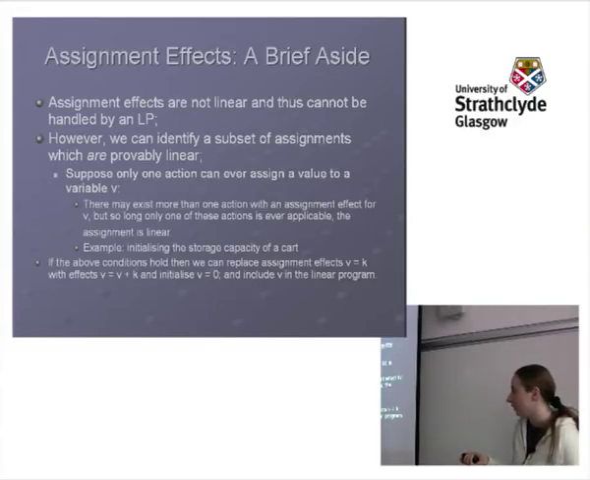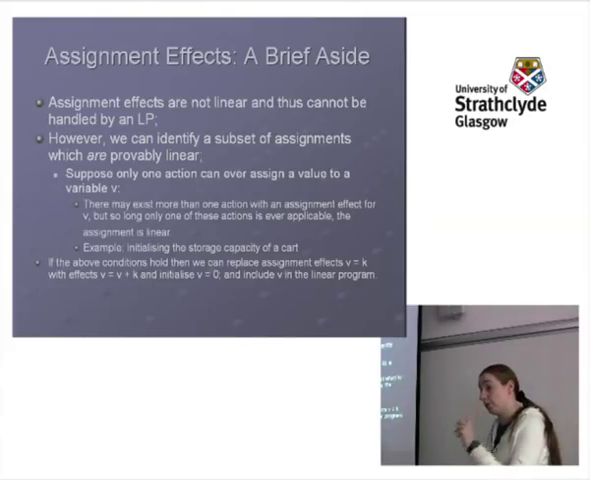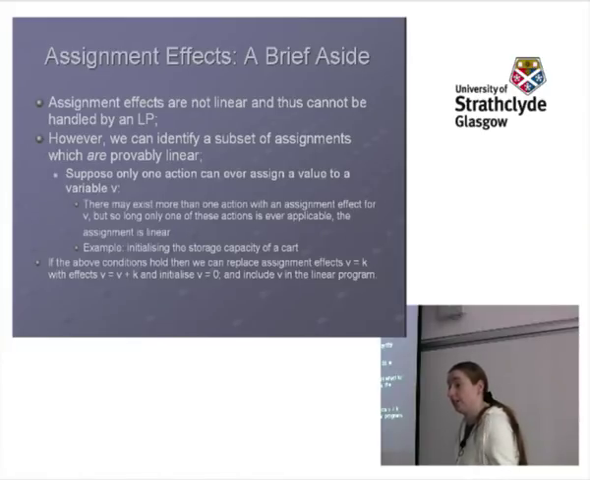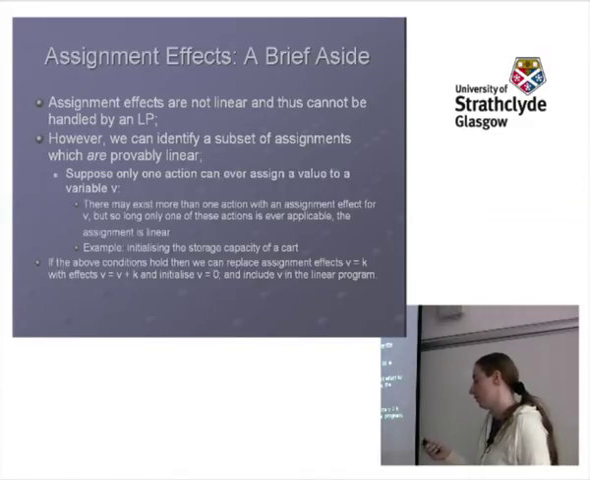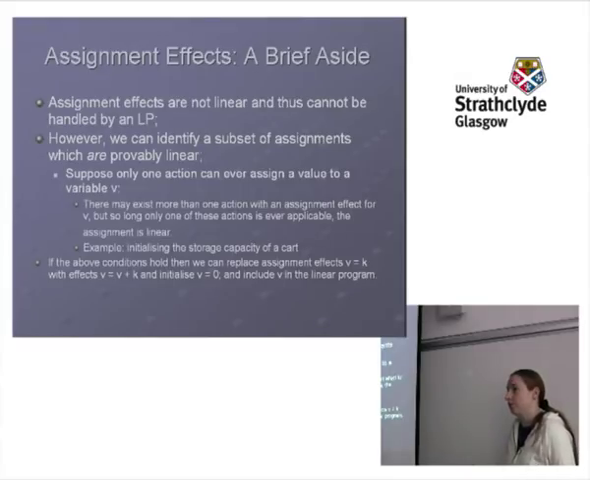V equals V plus K, and initialize V to 0. And as long as we only allow that action to be applied once, so that's quite easy in the LP, we just say the value of the action variable is less than or equal to 1, then we can assume it was a producer effect, V equals V plus K, that can only happen once. So that means we can handle assignment effects that are only ever applicable once, which is quite useful because it allows us to capture this creating of new vehicles and assigning them some capacity.